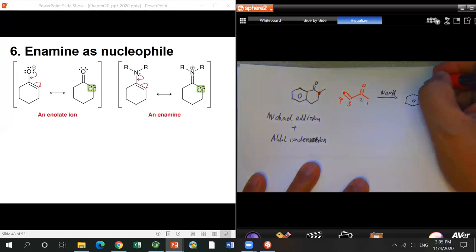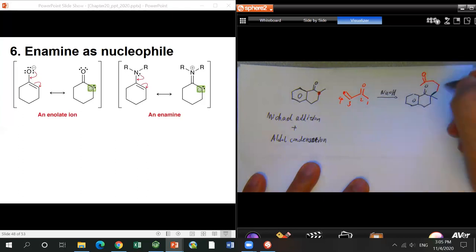1, 2, 3, 4. This is one, this is two, and then three, and four. Make sure you know it and count the right number. Actually, that's the wrong one. It should be 4, 3, 2, 1. Carbon two should have the new group. Sorry about that. So this is the fourth carbon: 4, 3, 2, 1.